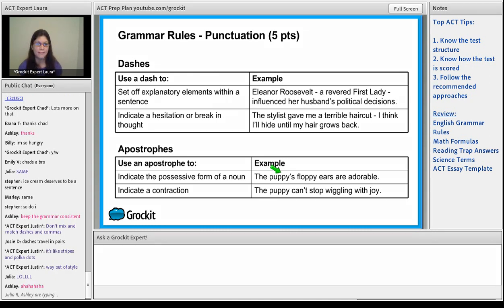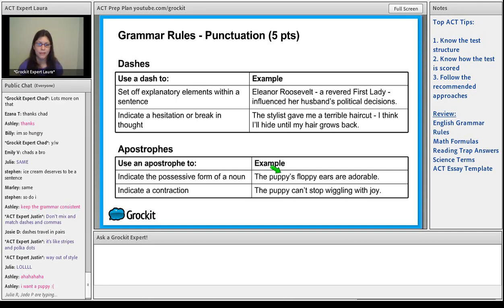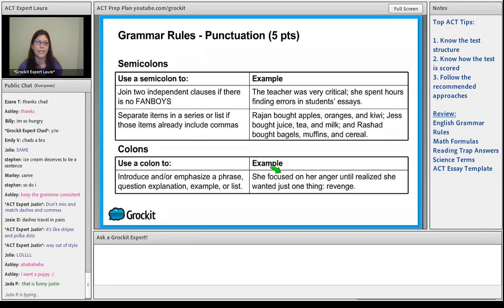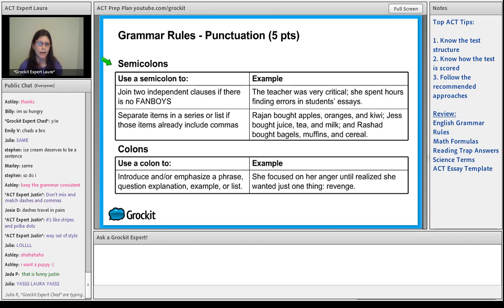And we have about 5 minutes left, so we're going to finish up with our grammar rules and we're going to show you our math awesomeness. I do want to skip over to semicolons and colons, and this will be the last grammar rule that we do. Because all these are in videos already, this isn't anything new that you can't access.